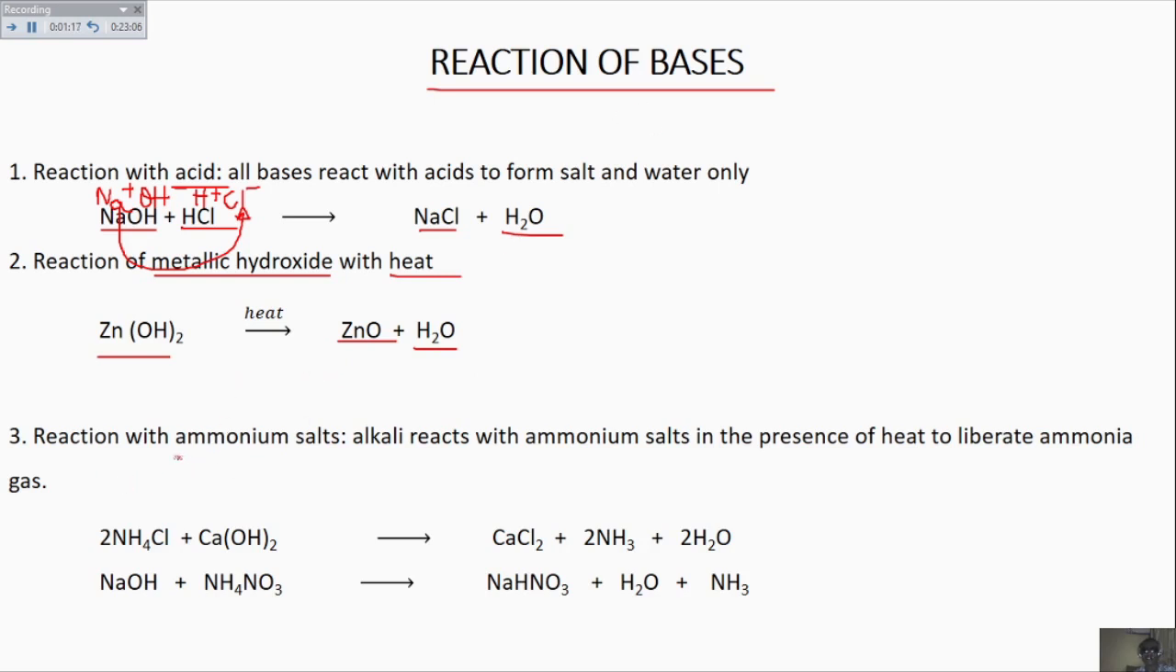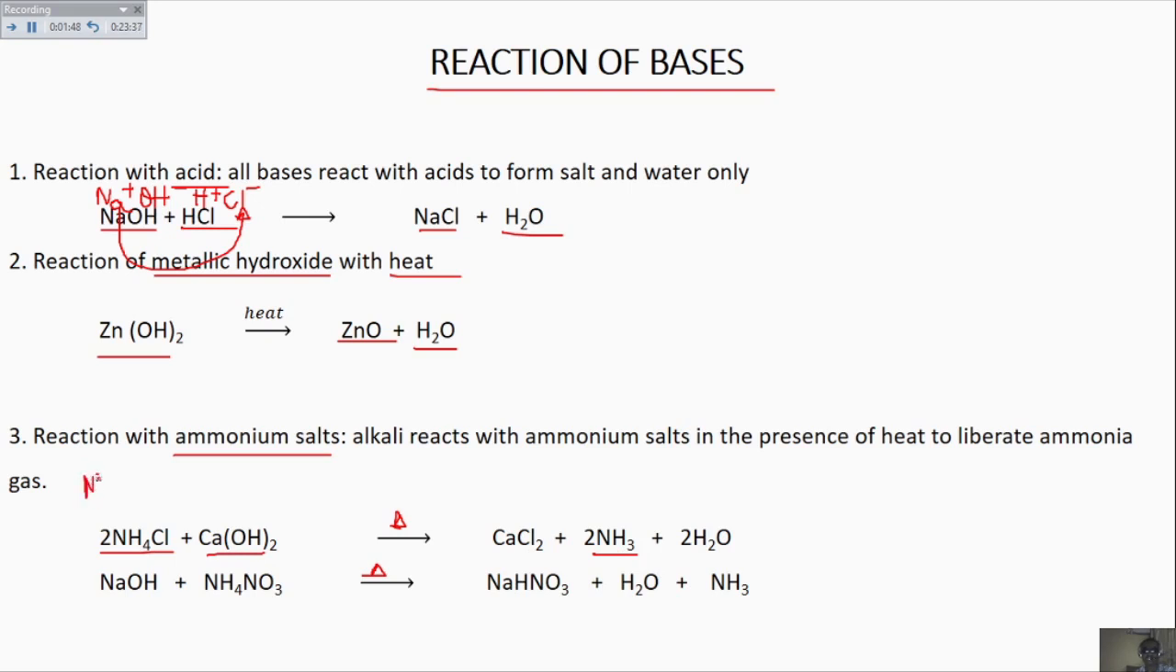Then another one that is very, very important to base is the reaction with ammonium salt. Any salt made from ammonium ion. This is a very good example. And what will happen in the presence of heat? When you heat them, they will produce what we call ammonia gas. That's very, very important. Automatically, when we're talking about base, anything that can react with ammonium salts to produce ammonia gas, that thing is a base.